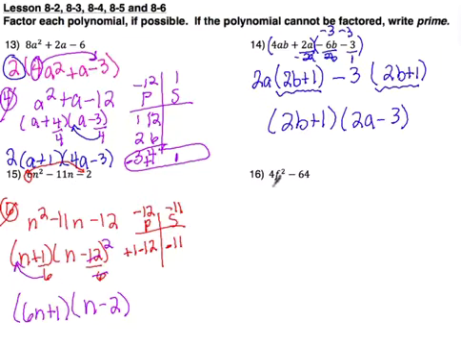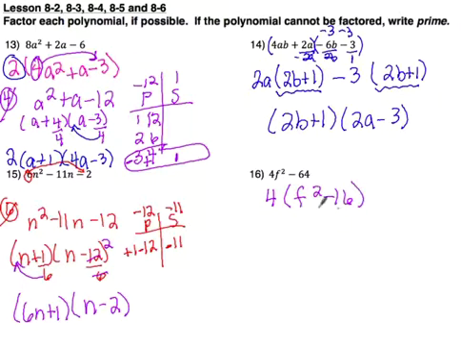So that one's done. Number 16, I'm looking for a perfect square because it looks like it, but I'm looking for my GCF first. So when I do that, I do have a GCF, and my GCF is 4. So I'm going to pull out my 4, and I get 4 times f squared minus 16.